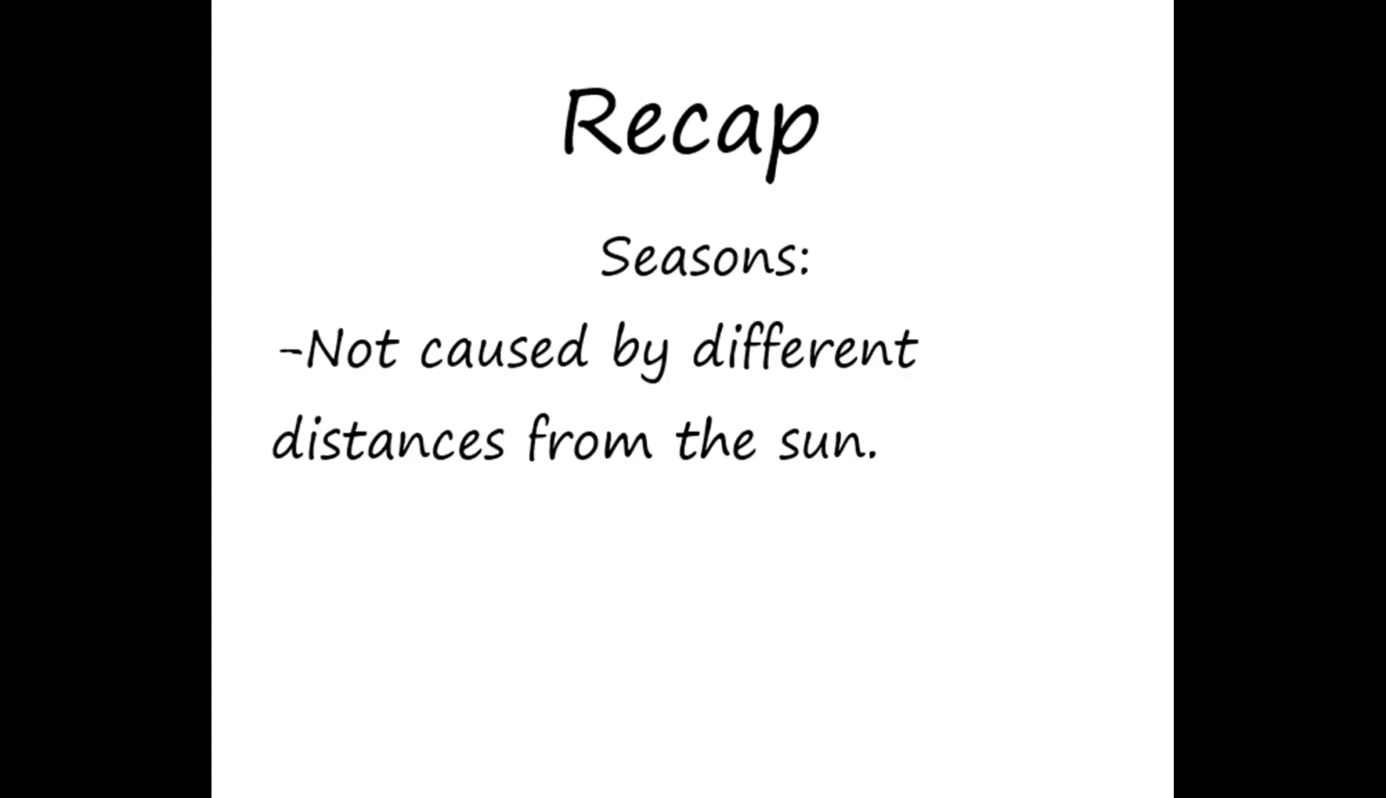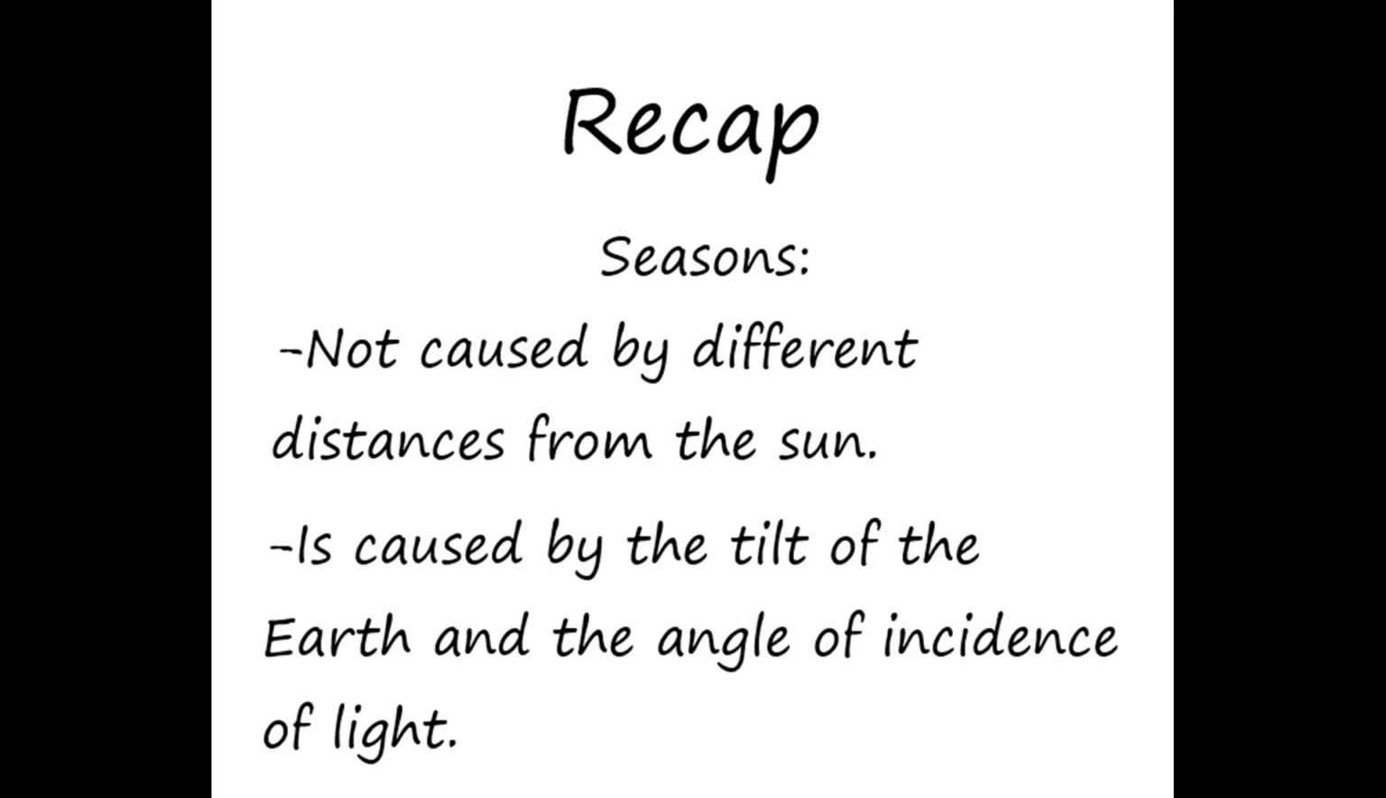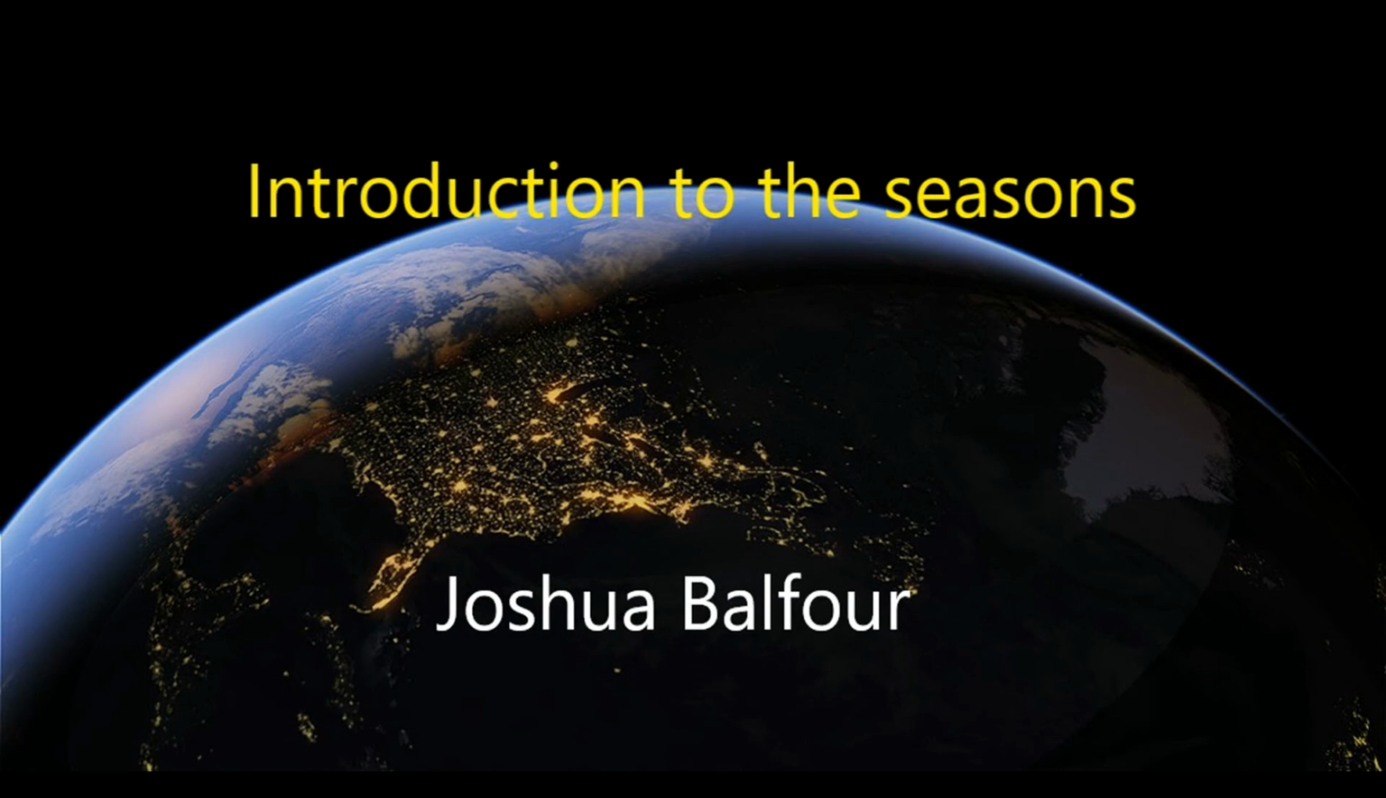Let's do a quick recap. Seasons are not caused by the Earth being at different distances from the sun, but a result of the axial tilt of the Earth exposing each hemisphere to the sun's light at varying angles, which causes some parts to receive more energy than others.